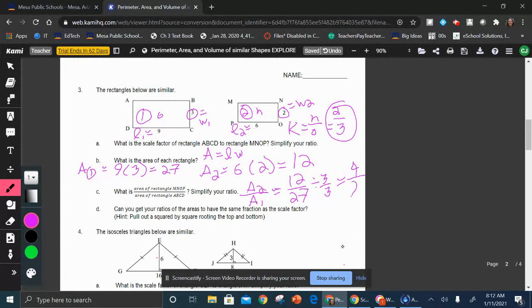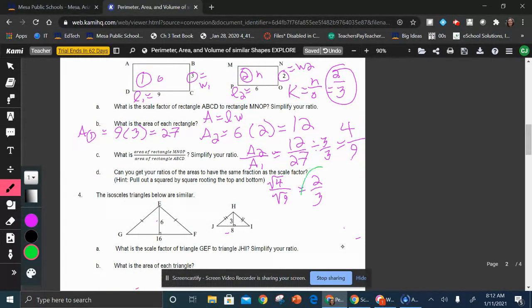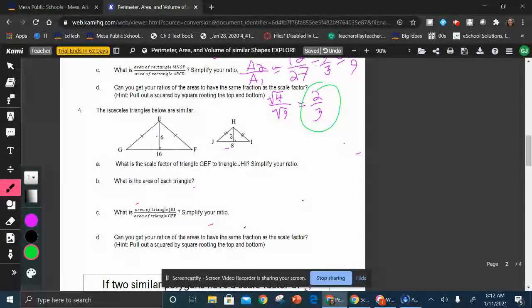So that is a 4. Okay, it says take the square root. Square root of 4 over square root of 9 is going to be equal to 2/3. Okay, so notice that those are congruent. Okay, so 2/3. Okay, this one is isosceles triangle again. So I'm going to use the bases.